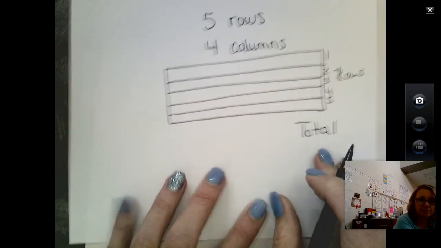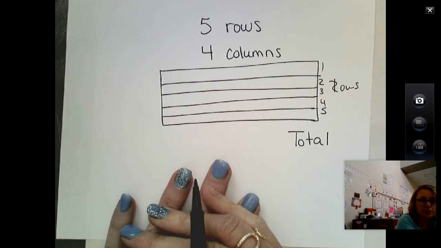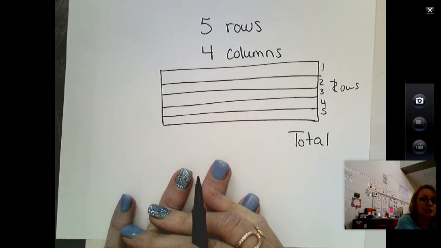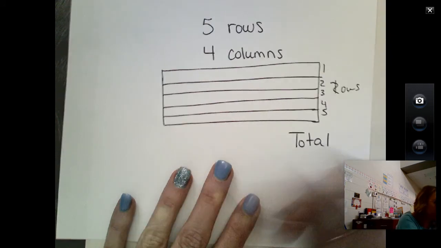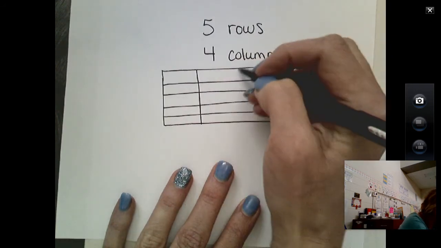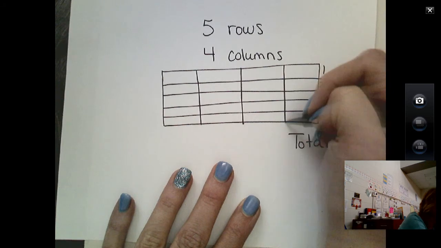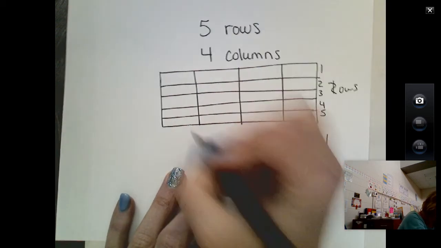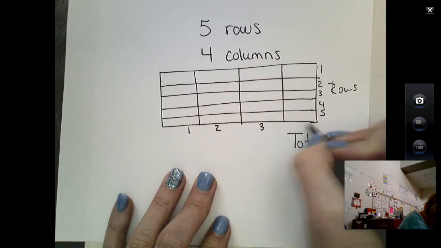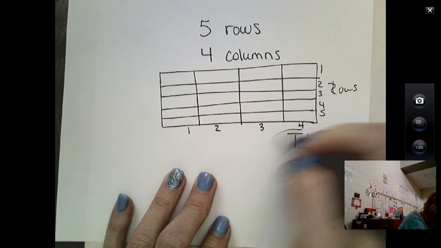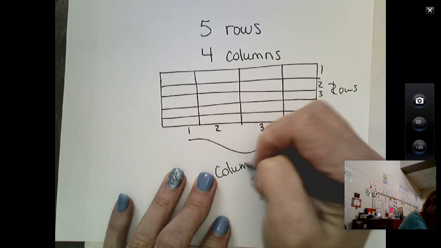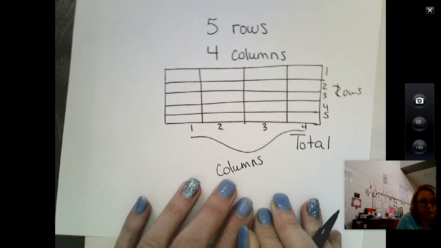Okay, and you needed 4 columns, so you're going to draw one less. So you're going to draw 3 lines from top to bottom. 1, 2, 3. And then you can check it. 1, 2, 3, 4. You ended up with 4 columns.